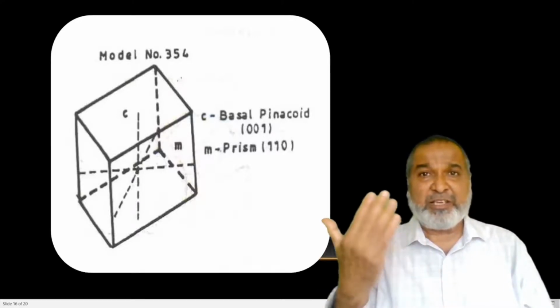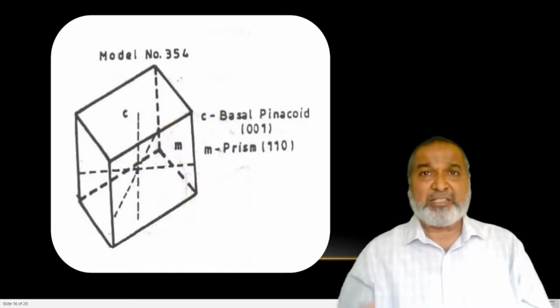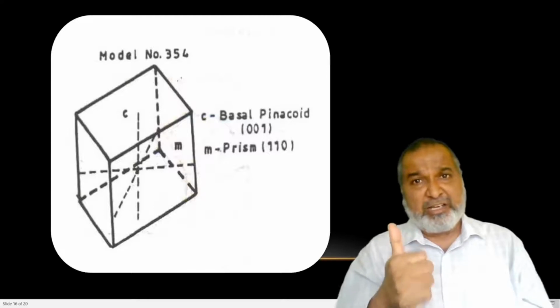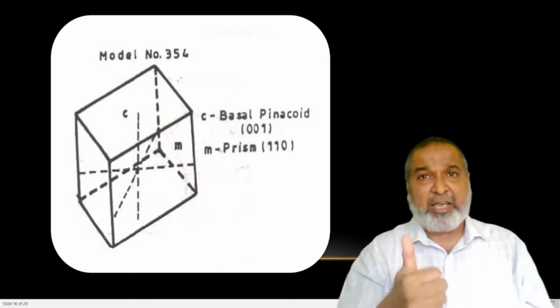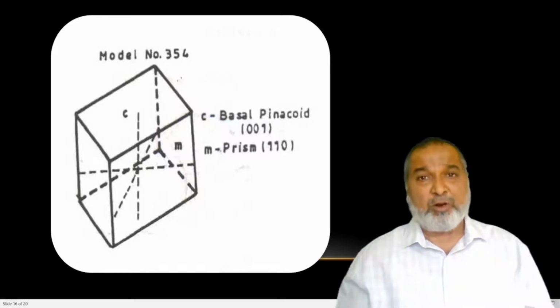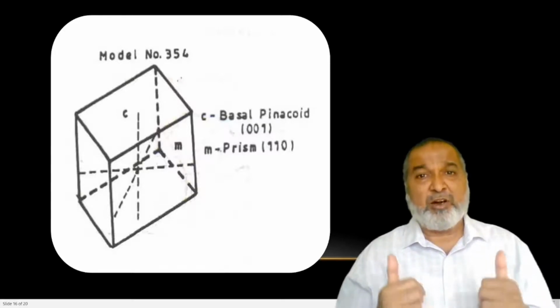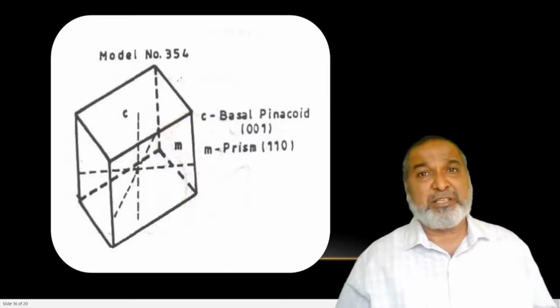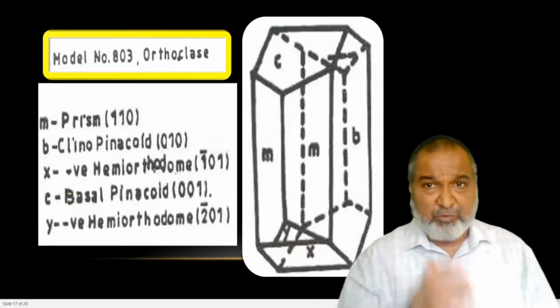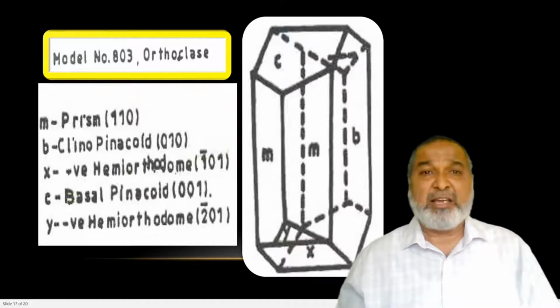So the vertical face will remain parallel to the vertical axis. Here in the prism, it consists of four similar vertical faces, each face going to cut your A and B horizontal axes and remain parallel to C. So here we got a basal pinacoid or C pinacoid and the prism, that is 110.